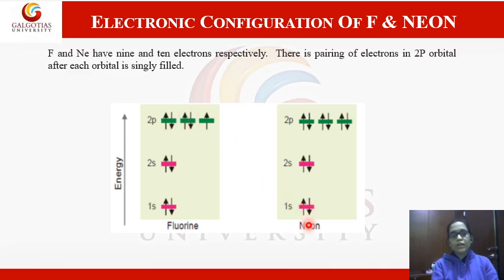Similarly, neon has a noble gas configuration. Here all the orbitals are filled: 1s2, 2s2 and 2p6. First, one electron of up spin will go to each orbital, then the remaining 3 electrons will pair up with down spin. Here there is up spin and down spin, and in each orbital you will see 2 electrons, one with up spin and another with down spin.